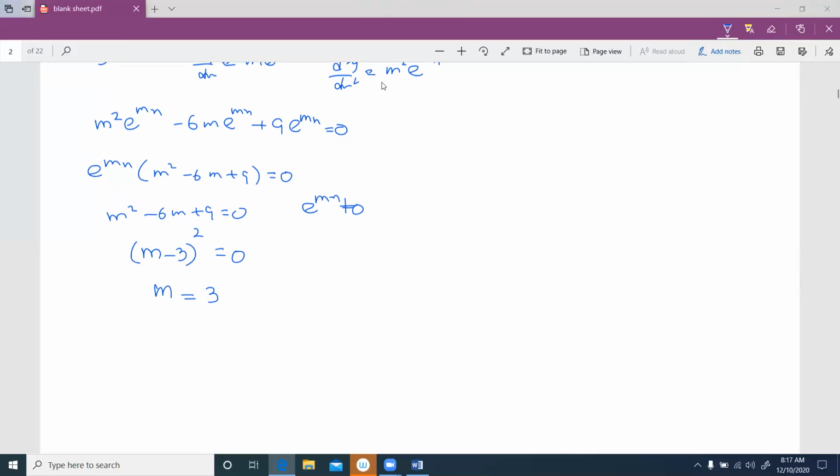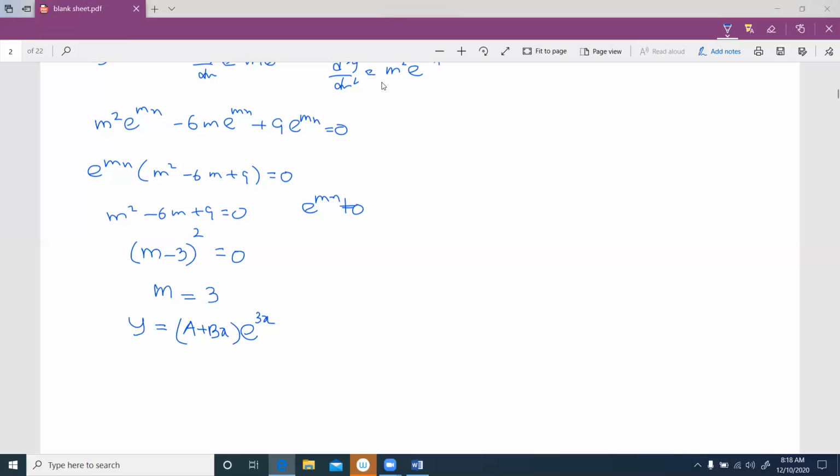m equals 3. So if you get only one solution, it's just a repeated root. This is called an overlapping solution. In this situation, you can write the answer as y equals (a plus bx) times e to the power 3x. You write the answer in this format for that kind of solution. So it has only one solution. If you have two solutions, I'll summarize this a little later, and then you can get the answer.